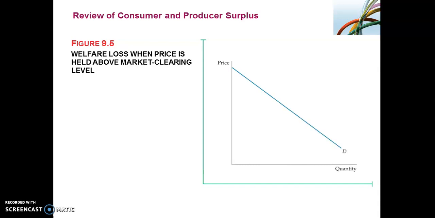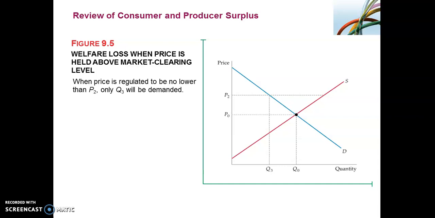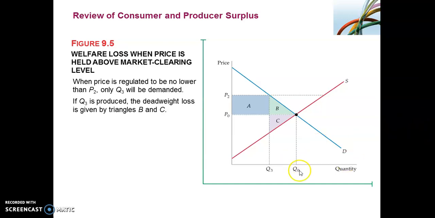Now, figure 9.5 is going to illustrate an example of a price control where government sets the price above the market clearing price. So this is an example of a price floor or minimum price. Here you can see the market clearing price would have been P0, and the output at that price would have been Q0. However, if government sets a price control, P2, that is above the market clearing price, so a price floor, what is going to be the resultant outcome in terms of consumer and producer surplus?